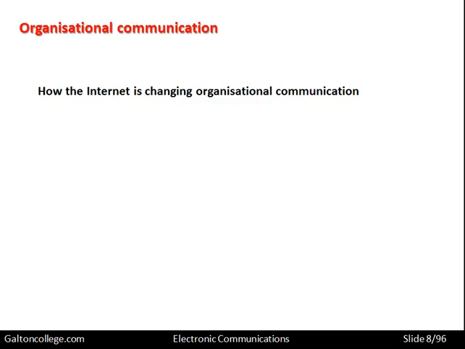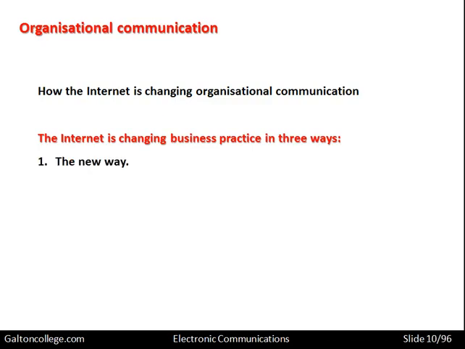How is the internet changing organizational communications? Well, there are three ways the internet is influencing business practices. First of all, the new way. This is the way in which business has developed. It's difficult to describe it otherwise. There is an old way, the way in which it was done in the past, and there is the new way. And the new way is through electronic media, through web browsers and through databases and so on.